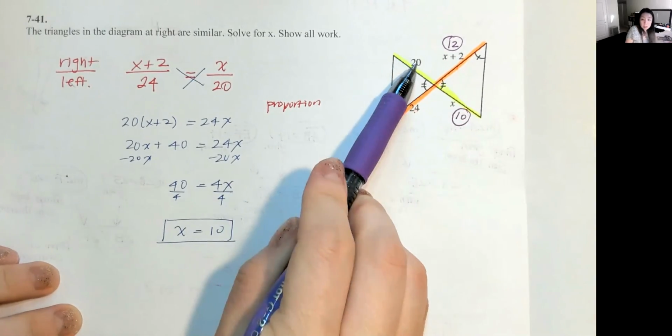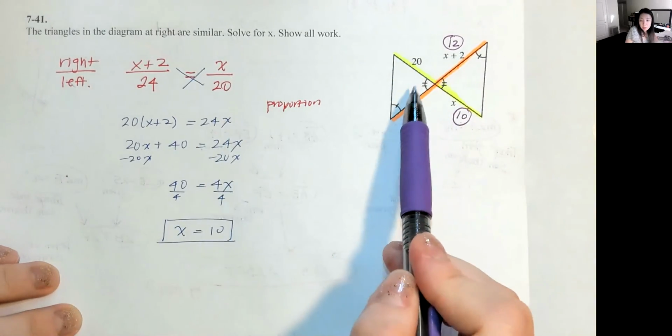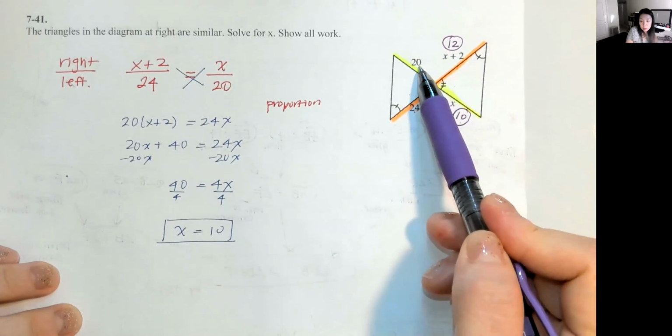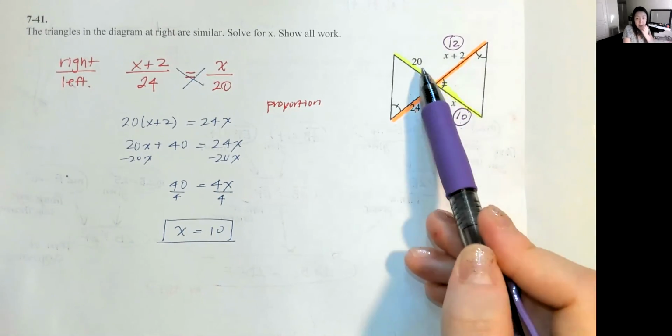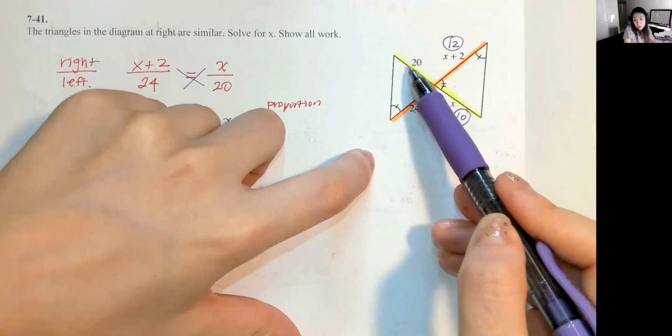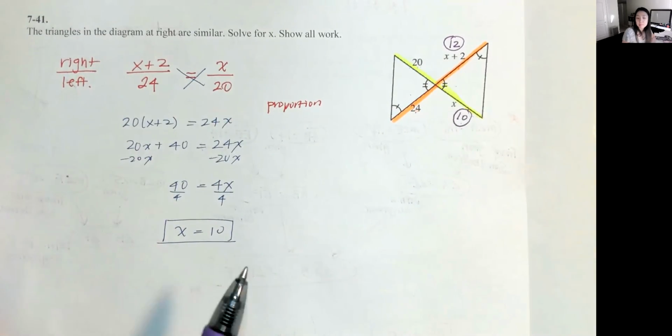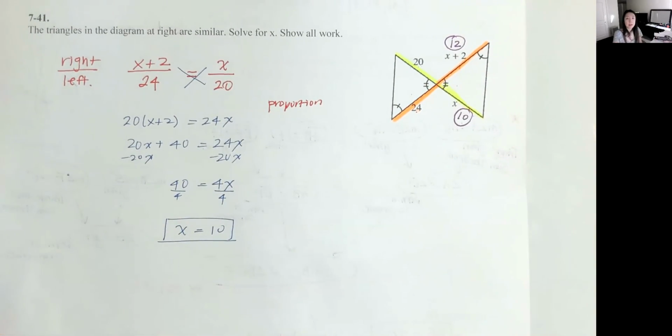So what do you notice? Right? You could say from left triangle to the right triangle, the scale factor looks like it's going to be a half from left to right. Or if you go from right to left, it's being doubled, right? So x is equal to 10.